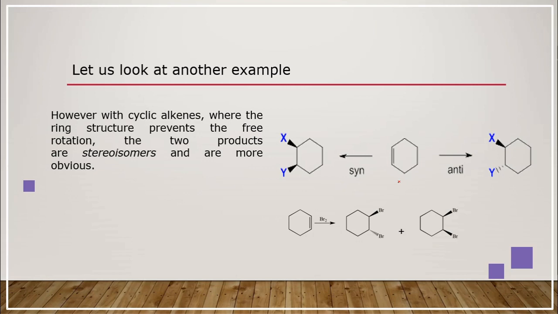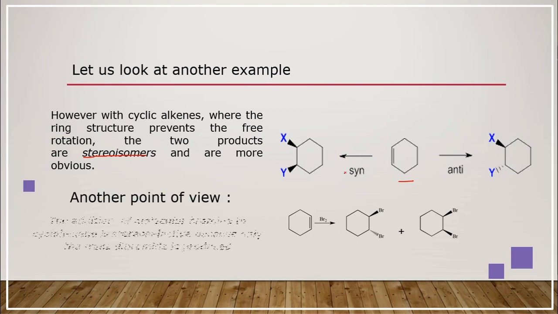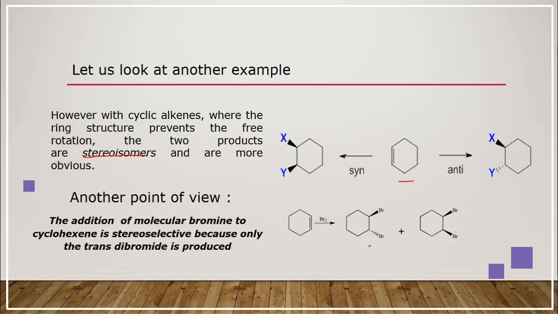However, in the case of cyclic alkenes, where the ring structure prevents the free rotation of the carbon-carbon sigma bond, the two products are stereoisomers and not conformational isomers, and they are more obvious. Another point of view: the addition of molecular bromine to cyclohexene is stereoselective because only trans dibromide is produced.